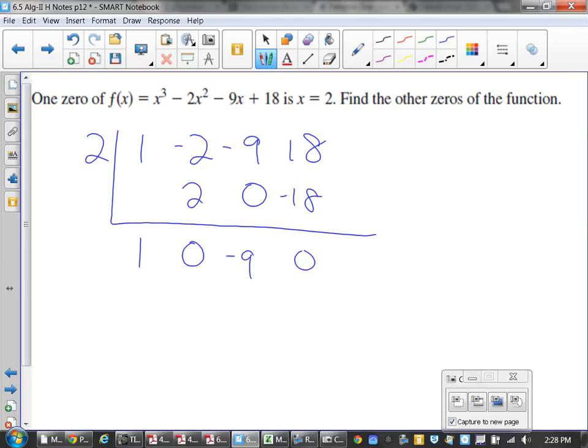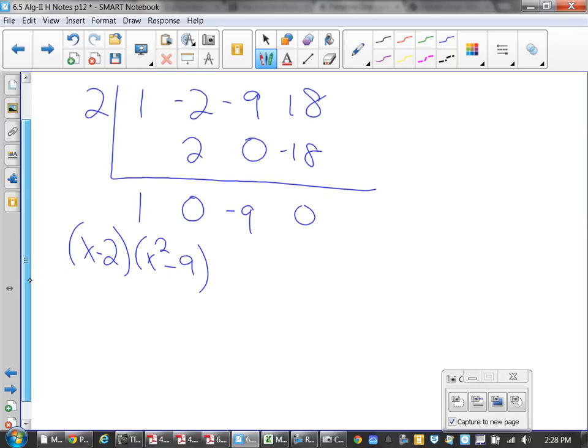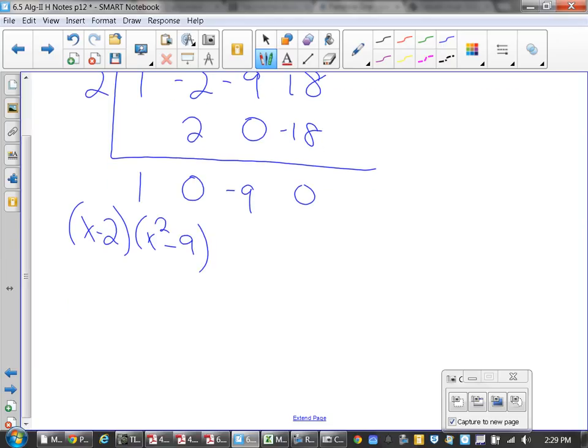My term was x minus 2, and this becomes x squared minus 9. So, if I'm finding all possible zeros, do I need to continue to factor the x squared minus 9, or could I just write down plus minus 3? If you want to, it's fine. I have no problem with that.